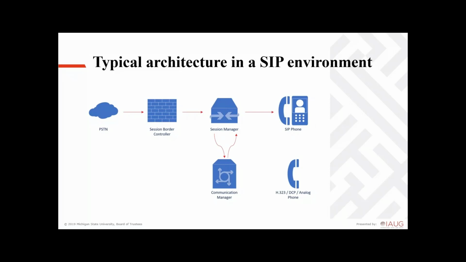If we're talking about an H.323 call, a digital call, or an analog call, it's pretty much the same thing. The call goes from the PSTN to the Session Border Controller. The Session Border Controller says, yep, this is a good call. It goes to Session Manager. Session Manager sends it down to Communication Manager. But what's different in this case is that Communication Manager is then responsible for routing that to the phone.